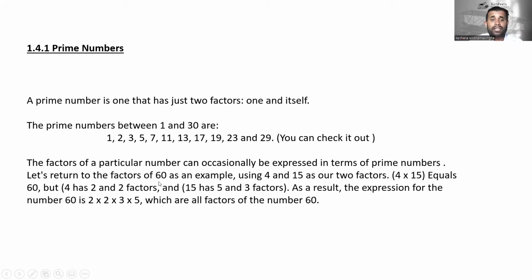So let's return to the factors of 60 as an example. Using 4 and 15 as our two factors, 4 into 15 equals 60. But 4 has factors 2 and 2, and 15 has factors 5 and 3. As a result, the expression for the number 60 is 2 into 2 into 3 into 5, which are all factors of the number 60. So here you can see 2 is a prime number, 3 is also a prime number, 5 is also a prime number. So why is it prime? 5 has only two factors, 1 and itself.